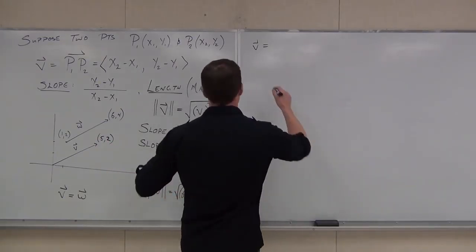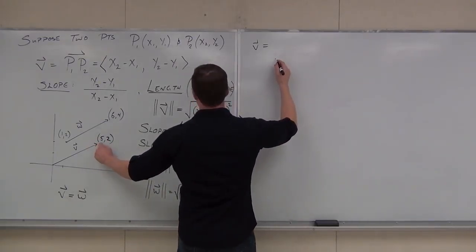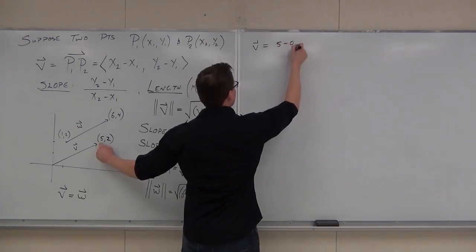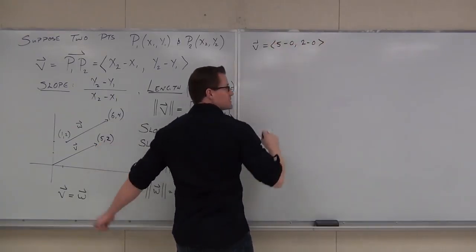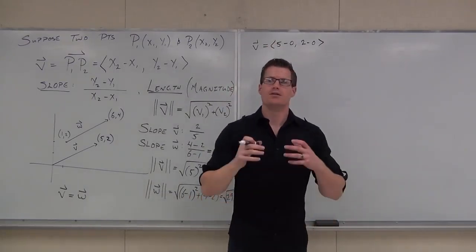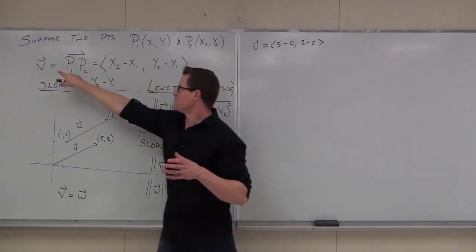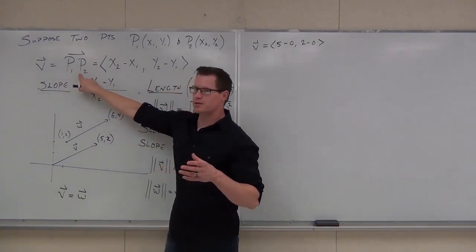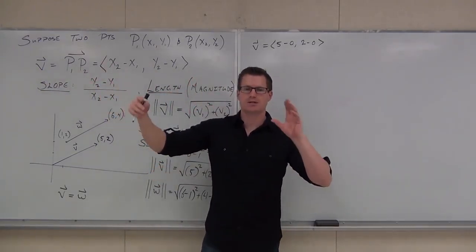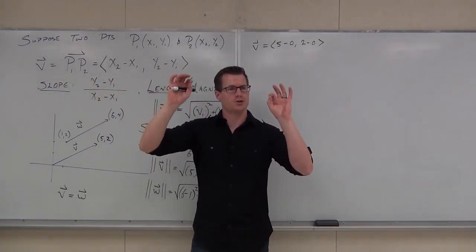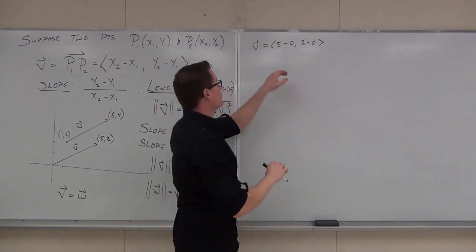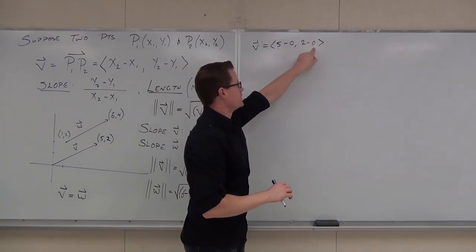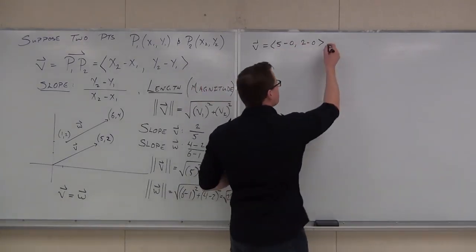So for instance, vector V says, hey, take 5 minus 0, take 2 minus 0. Put it in these brackets that say you're finding a position vector. This is how we find a vector between any 2 points. Take your x coordinates, subtract them. Take your y coordinates, subtract them, from the terminal first to the initial second. So terminal, initial, and see what you got. What are you going to get?